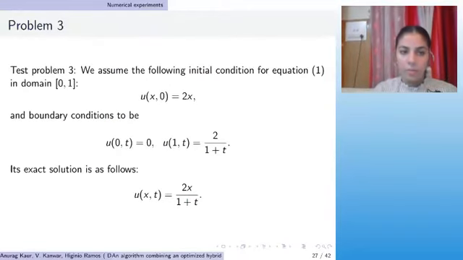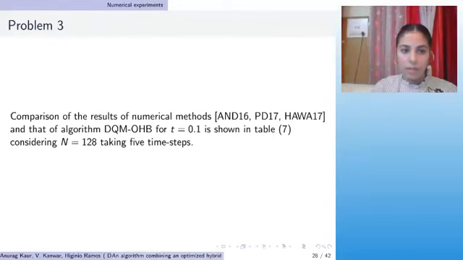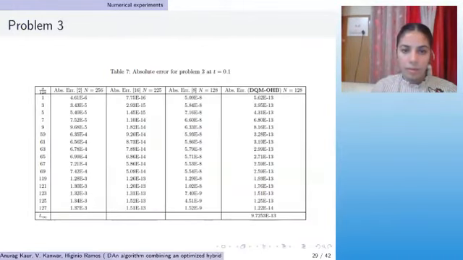Now we are heading to test problem 3. We have considered this problem in order to compare with other numerical methods. A comparison of the results of this numerical method and that of algorithm DQM-OHB for t equals 0.1 is shown in table 7, where we have taken n equals 128 and 5 time steps. These are the results, which show that they are much better than the others.